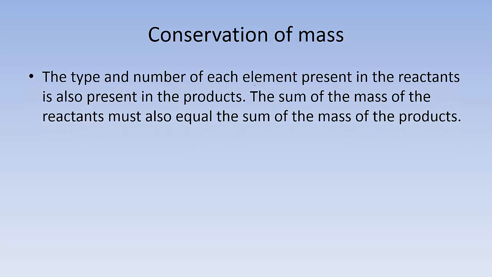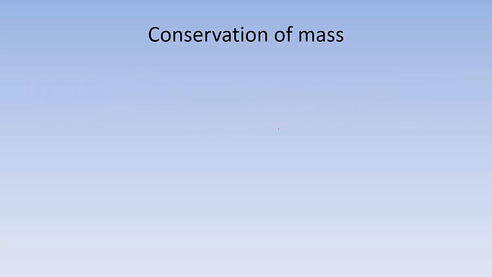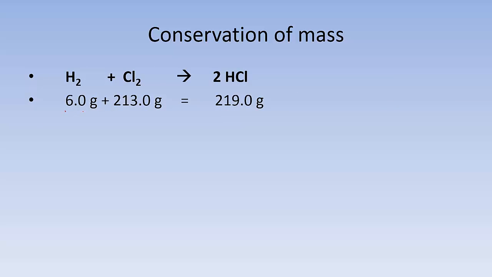It also says that the type and number of each element present in the reactants is also present in the products. The sum of the mass of the reactants must equal the sum of the mass of the products. So if I started with 6 grams of H2 and 213 grams of Cl2, then I better end up with 219 grams of HCl. Notice we have a total of 219 grams on the left and 219 grams on the right. They have to equal each other because that arrow is like an equal sign.